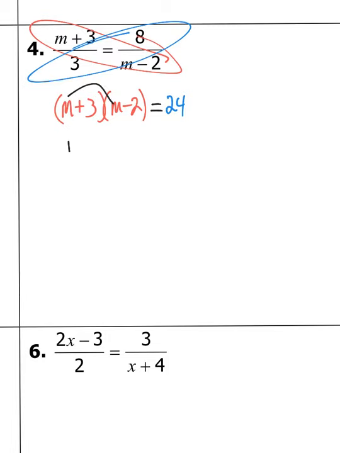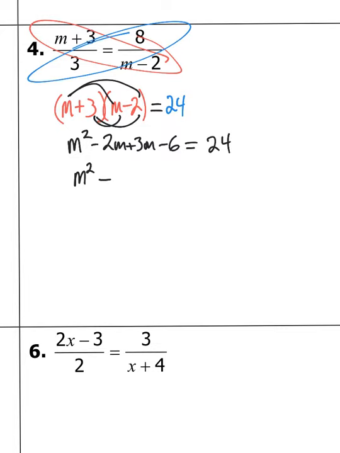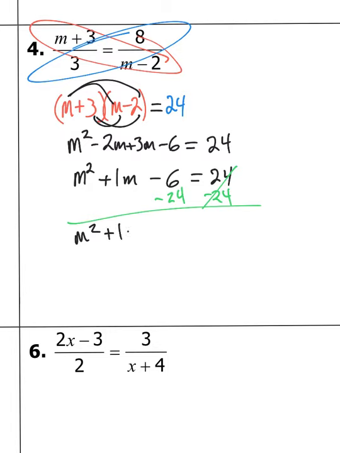All right, I'm going to distribute twice, or FOIL. It's the same thing. That's going to equal 24. I'm going to combine like terms. Okay, now I have a quadratic, which means I'm going to try to bring everything to one side of the equation so that I can have a quadratic set equal to 0, right?